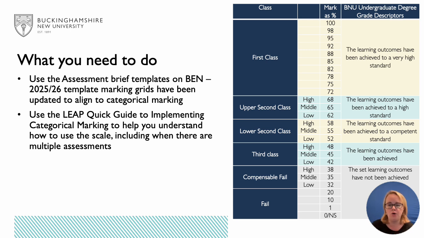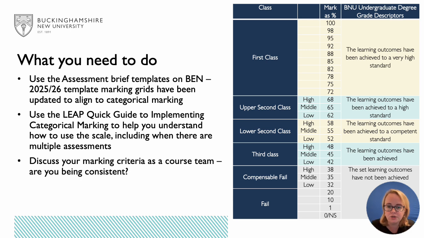But for a report, an essay, a presentation, whatever it is, most assessments should be going through the categorical marking scale. But if you've got two assessments in your module, and you might need to combine those, it gives you some worked examples of how to do that. So there is a quick guide to implementing categorical marking. So fundamentally, you need to get your mark schemes aligned with it and check the quick guide.